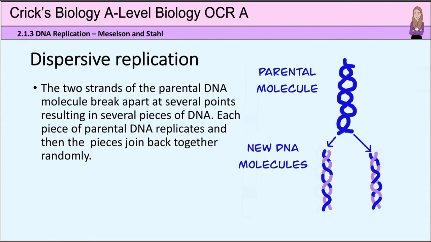There were actually 3 proposals of how DNA replicated: dispersive, conservative, and semi-conservative. Dispersive replication suggested that the 2 strands of the parental DNA molecule break apart at several points, resulting in several pieces of DNA. Each piece of parental DNA replicates, and then the pieces join back together randomly. This would result in 2 new DNA molecules, which are made up of patches of the original strand and patches of the new strand.